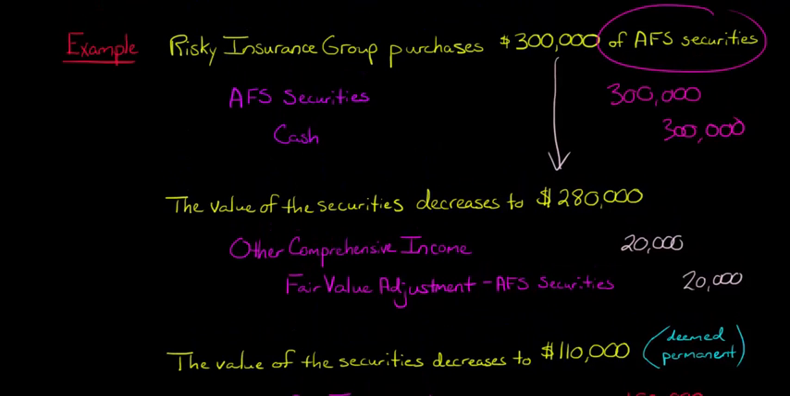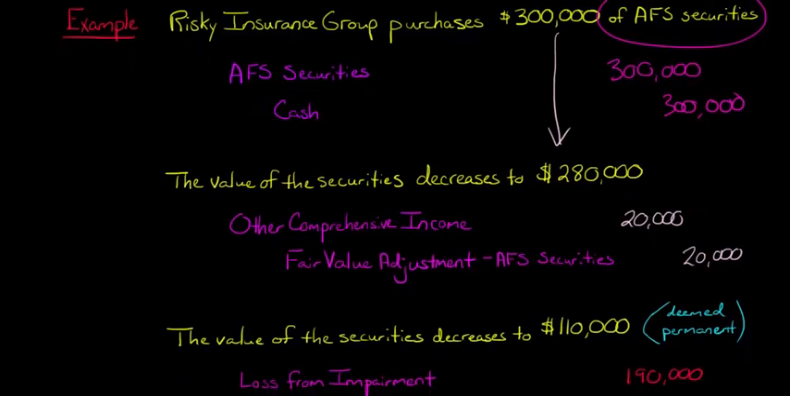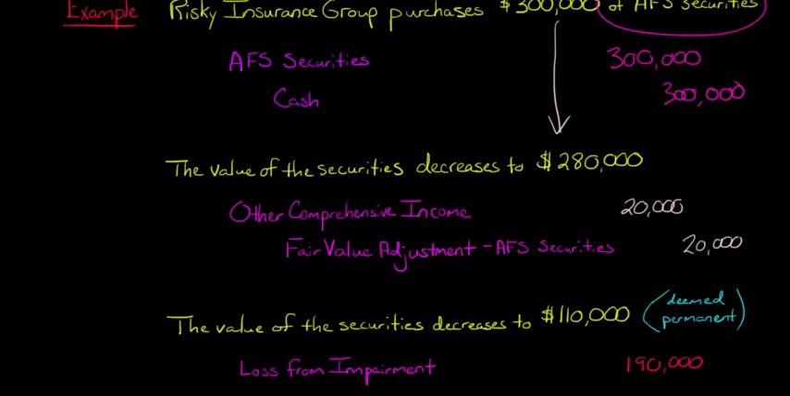So we started with 300 and we went to 110. Now you might say, hey, wait a minute, but we already went down 20. I'm going to say, well, we're going to deal with that in a moment. But for right now, remember, we have not realized any losses, right? We had just had this thing go to other comprehensive income. We haven't charged anything to the income statement yet. And that's what this loss from impairment is going to do.